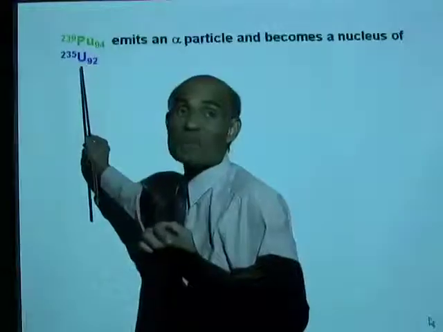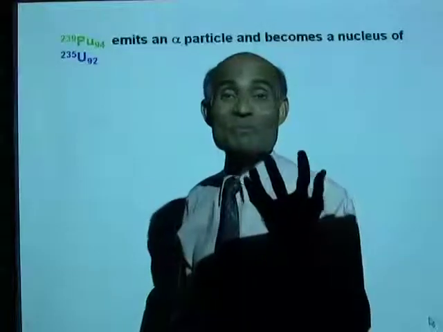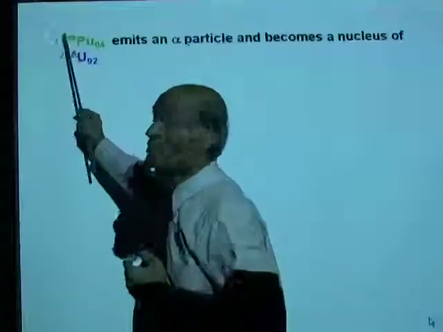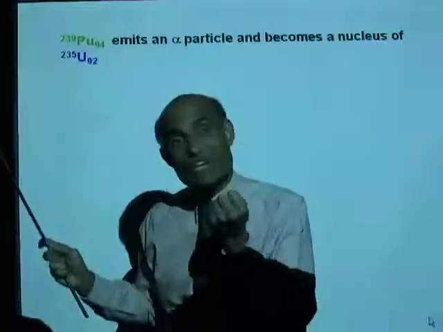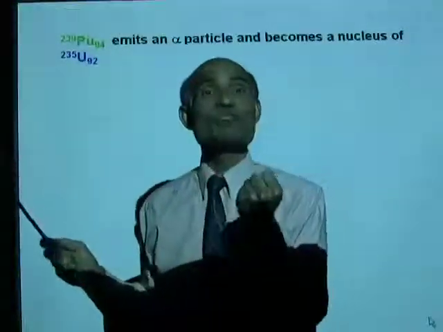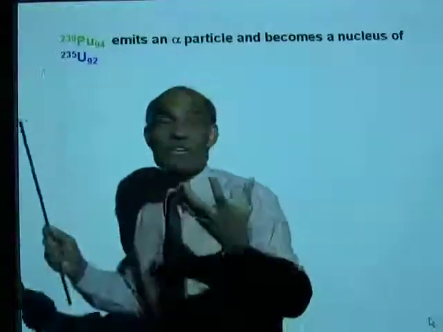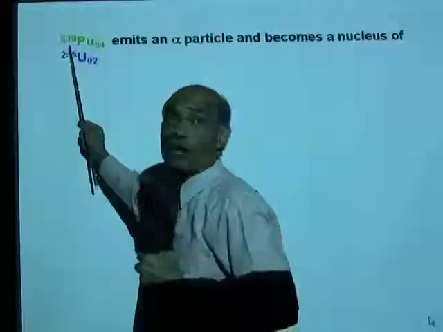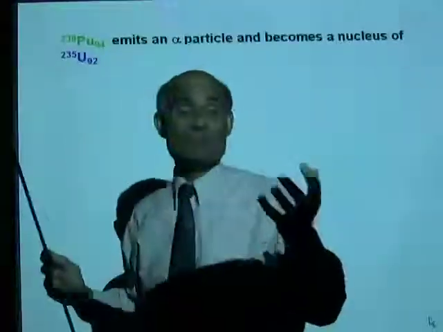And what is that element? That element is uranium. Uranium has an atomic number 92. So when plutonium 239 emits an alpha particle, what is left behind is the nucleus of uranium 235. You can see, as a result of the alpha emission, the plutonium element is transformed into uranium element.